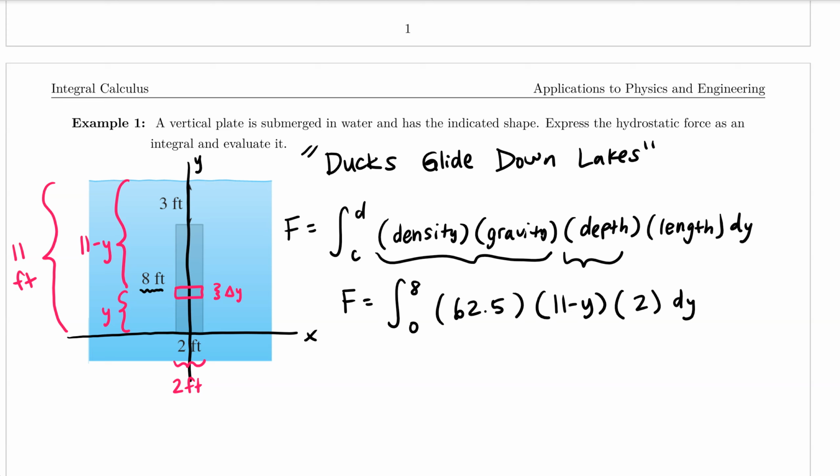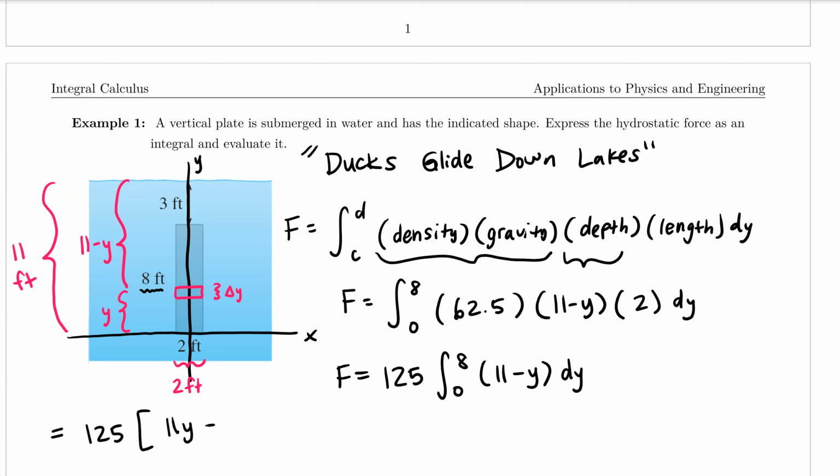I'm going to go ahead and multiply my two constants together: 62.5 times 2 is 125. And then in my integrand, we are left with 11 minus y dy. Let's go ahead and integrate now. So I have 125 times 11y minus y squared over 2, and we're evaluating this from y equals 0 to y equals 8.